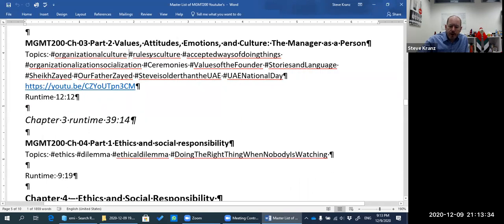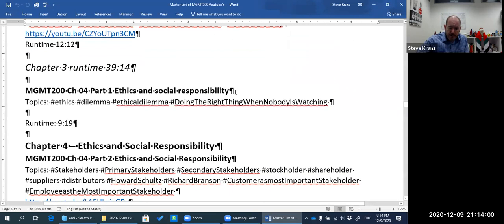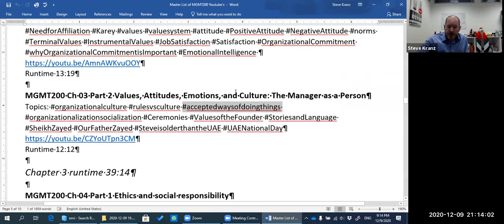Again, this is a multiple choice test, so I don't know that there's any question that can be, is this a rule or is it culture? When you study for a test, you need to think about what kind of test you're taking. Rules versus culture is not something I could ask a question on if I tried. Understanding that culture is the accepted ways of doing things, that's important. So that's it for chapter 3.